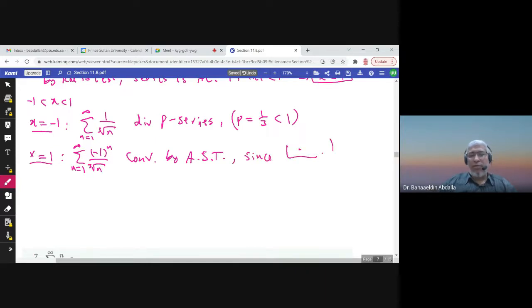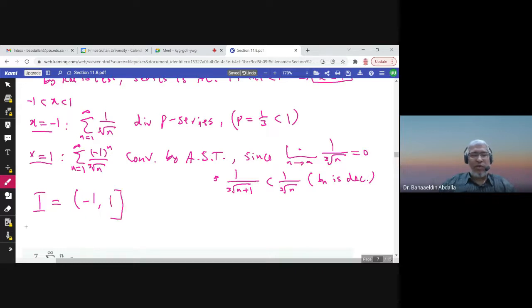Since the limit of bn, which is 1 over cube root of n, when n approaches infinity is 0, and 1 over cube root of n plus 1 is less than 1 over cube root of n, this means bn is decreasing. So for the interval of convergence in this case, at -1 the series is divergent, so it's not included. But at 1, the series is convergent. So this is the interval of convergence of this series.